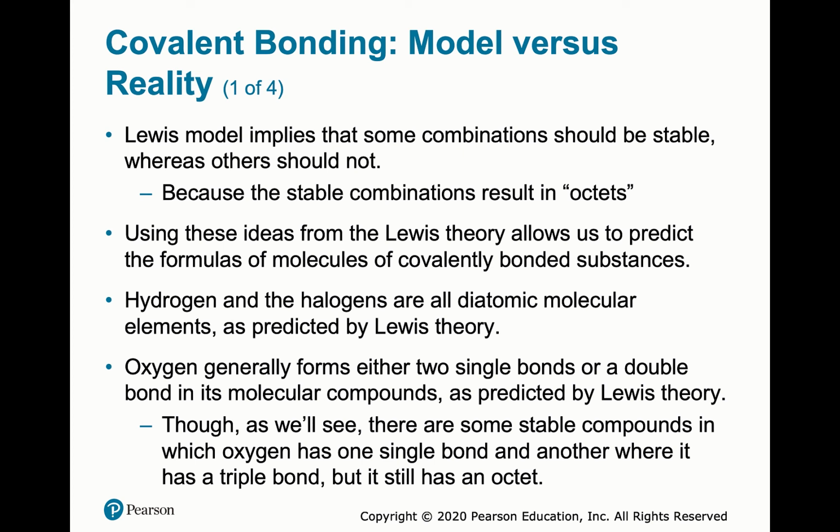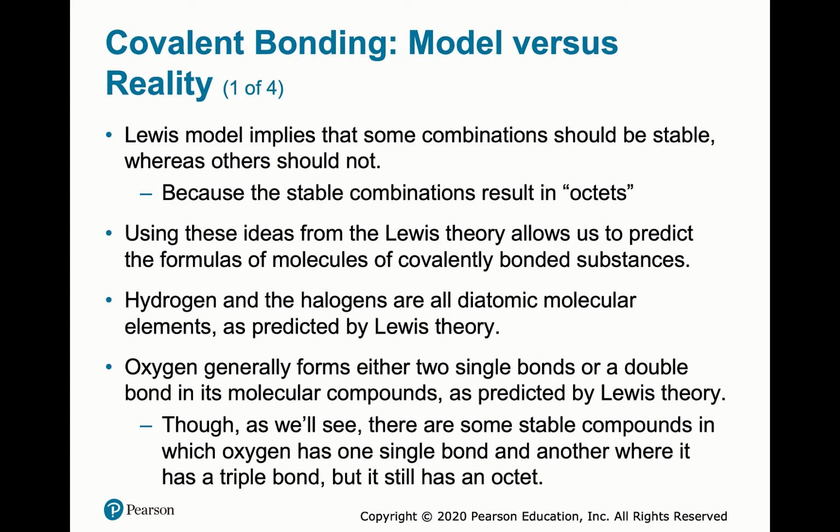And the Lewis model implies that some combinations should be stable and others should not because of octets. So using these ideas, we can predict what formulas and molecules of covalently bonded substances will occur. And from this, hydrogen and the halogens are all diatomic, so 2 atoms, as predicted by molecular theory. But there are other diatomic ones.